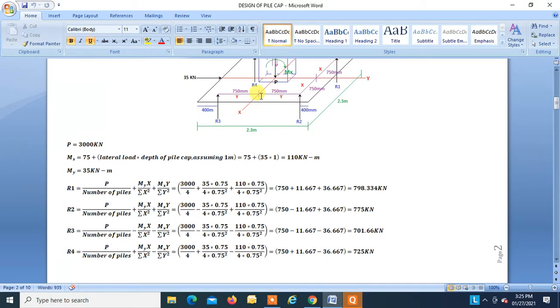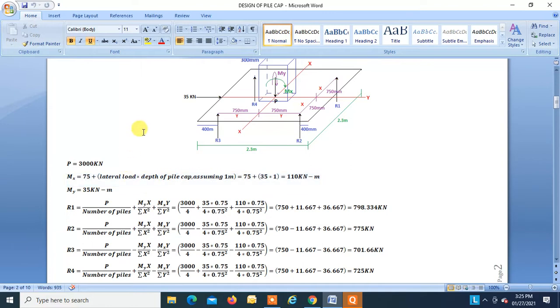So after finding the reactions, I hope I made this formula very clear. Let me explain it once again. Let me take R1. P is 3000, number of piles is 4, My is 35, into x. So we're taking this pile, we are trying to understand how we find the reaction for this pile.